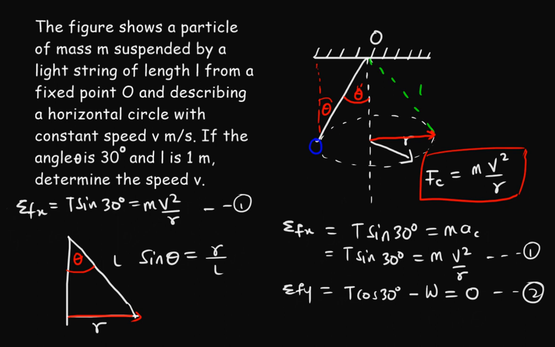Making r the subject, r is equal to L sine theta. So this is what you are going to use for the substitution of r. I was just trying to find an expression or formula to represent r here, so I redrew a triangle from this figure to get the substitution. That's how it's done. Now that you have the formula for r, we'll substitute it into equation 1. So let's go ahead and do this.